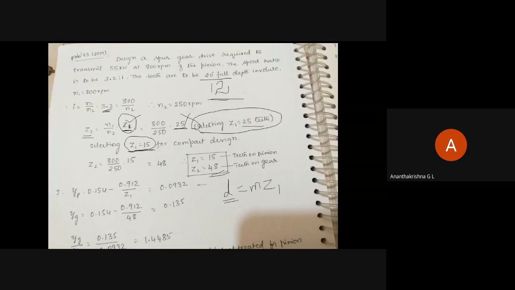Have you understood? Yes, sir. So therefore, instead of choosing 20, 25, 30 for Z1, I select 15. Then my Z2 will become 48. Minimum I should choose is 12, so anything beyond 12 I can choose. I am choosing 15 for compact design of the gearbox. You understood? Okay, fine. Note down, then find out the Lewis form factor for both pinion and gear.